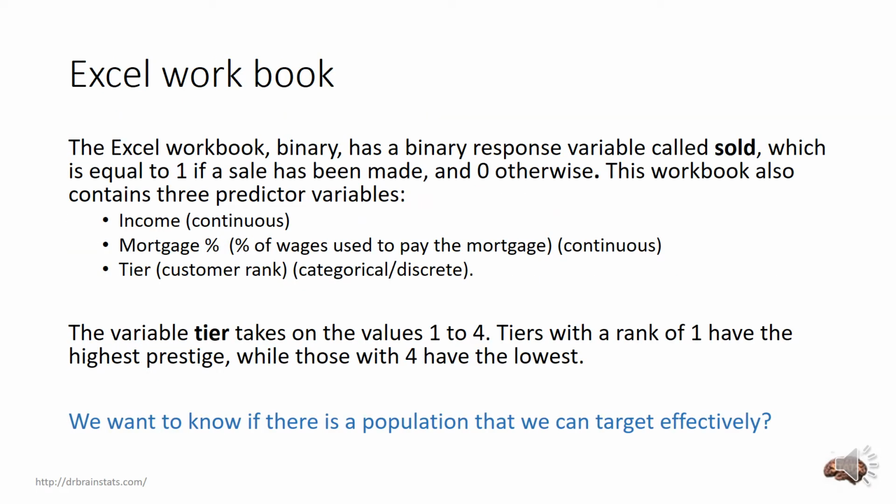Now, if you have downloaded the files, there is an Excel workbook called binary, and it has a response variable called sold, which is equal to 1 if a sale has been made and 0 otherwise. This workbook also contains 3 predictor variables: income, mortgage percentage, and tier. The variable tier takes on the values 1 to 4. Tiers with a rank of 1 have the highest prestige, with those with 4 the lowest. Now we want to know if there is a population that we can target effectively.